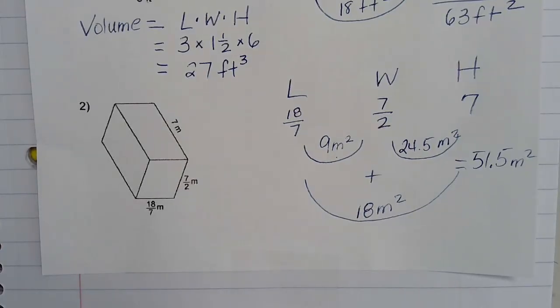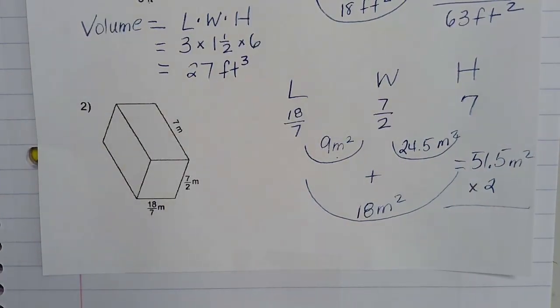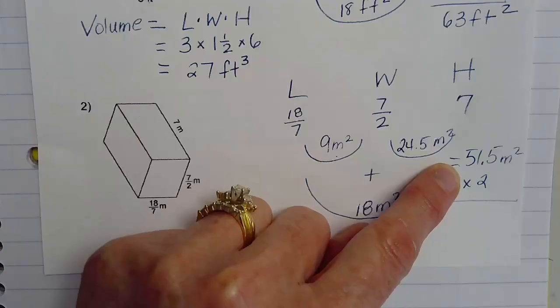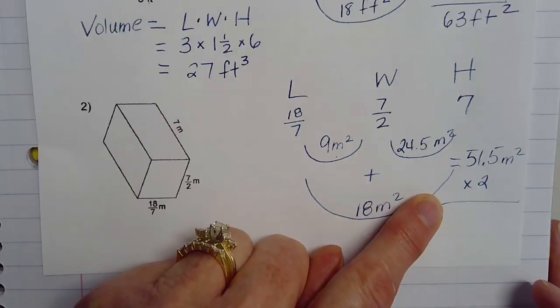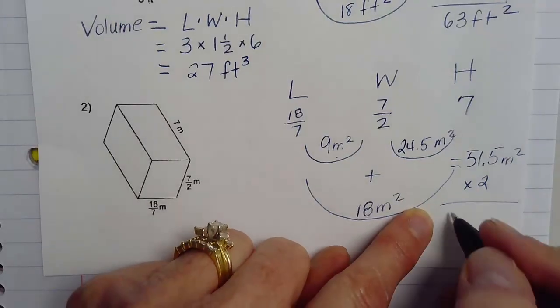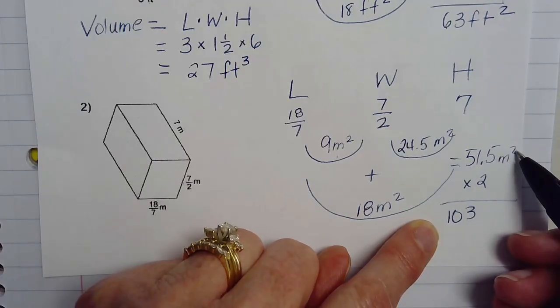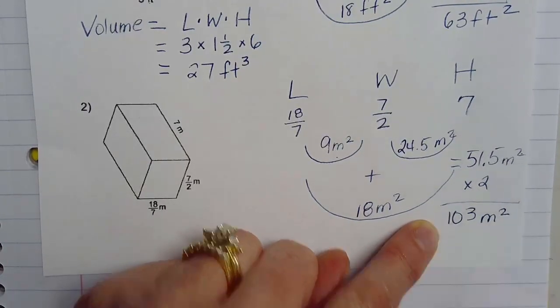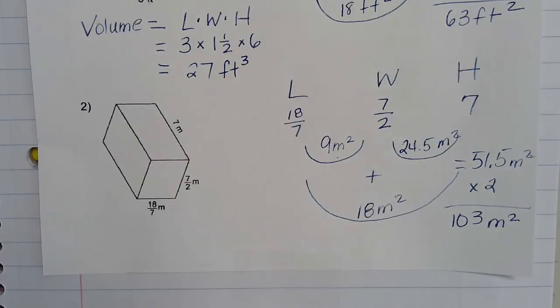No, that's only for 3 of them. So what am I going to do to get the final answer? Times 2. DeMarcus, what do you get? Okay, so it's going to be 103. What's our unit going to be? Meters squared, because it's area. Questions?